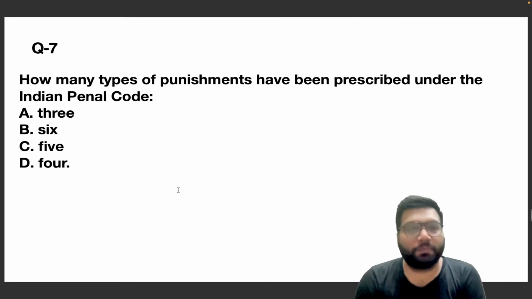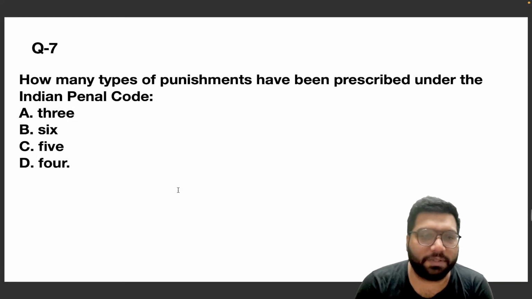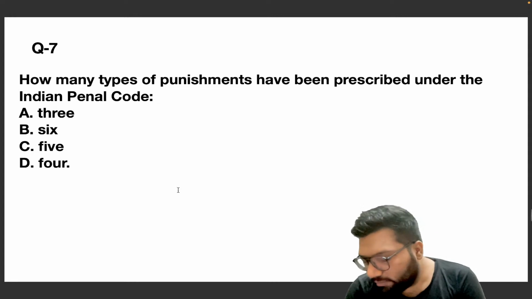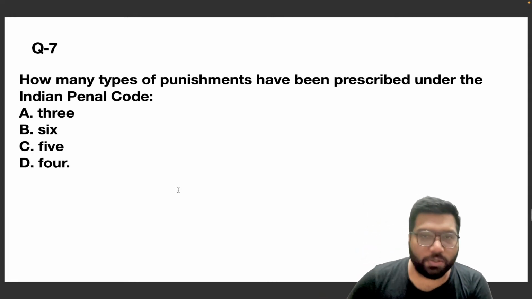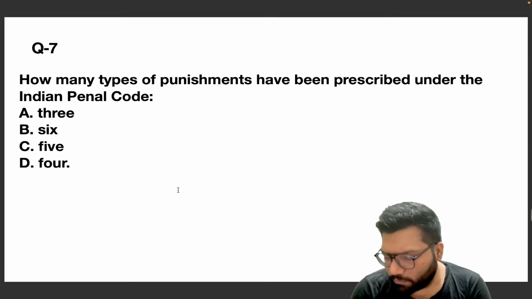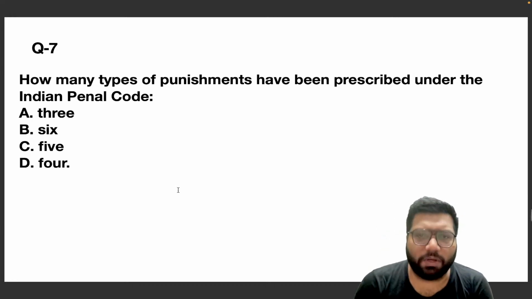Next one. How many types of punishments have been prescribed under IPC? Very good evening, Tariq Khan and everyone, those of you who have just joined. Okay, starting from Mohit, I guess everyone has answered correctly. Yes, C is the correct answer, and that is a total of 5 punishments.